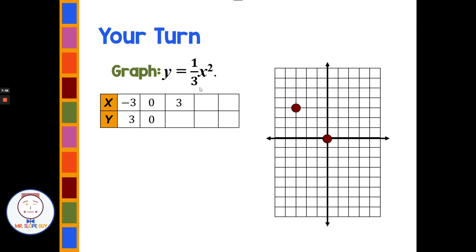And I'm already starting to see some graph come out here. So then if I put 3 in, 3 squared is 9, 1/3 of that is 3. And that's enough to see my parabola. My parabola looks like that.